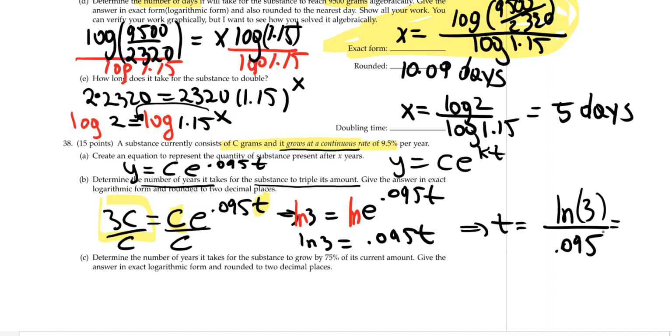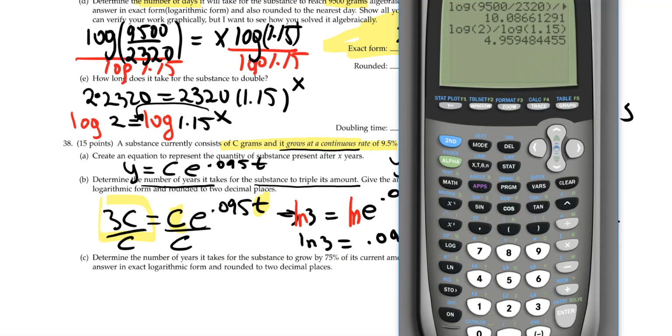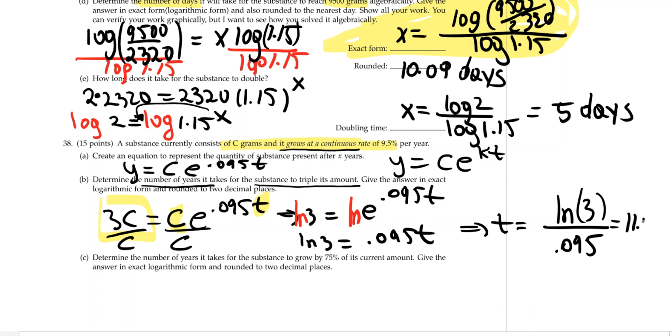So this is the exact answer. To get the approximation, I'm going to put that in the calculator. So ln of 3 divided by 0.095, 11.56. So it takes 11.56 years for this substance to triple an amount. I don't know what it started with, but it takes that many years for it to triple what it started with.